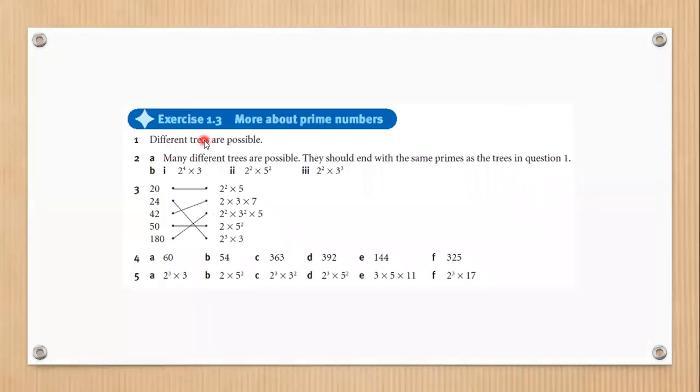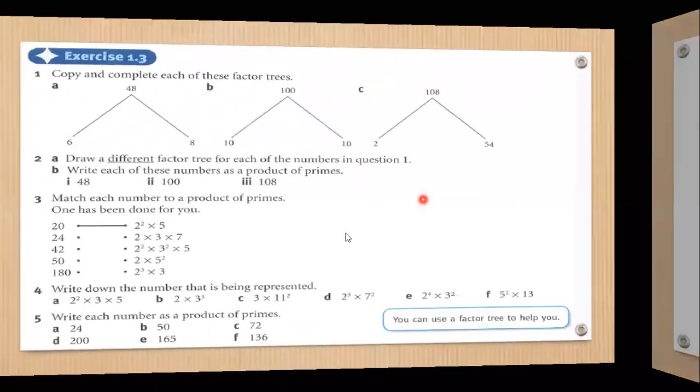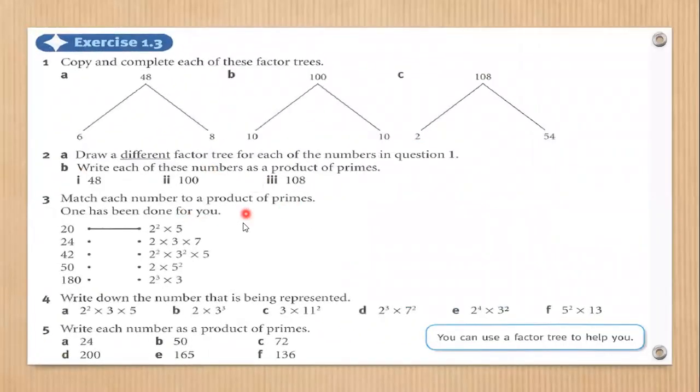Here, different trees are possible. It's up to you, you can draw. Many different trees are possible. You should do all these questions by yourself, but match each number as a product of prime numbers. One has been done for you. Okay, so let's suppose 2 squared is 4. 4 multiplied by 5, that is 20.